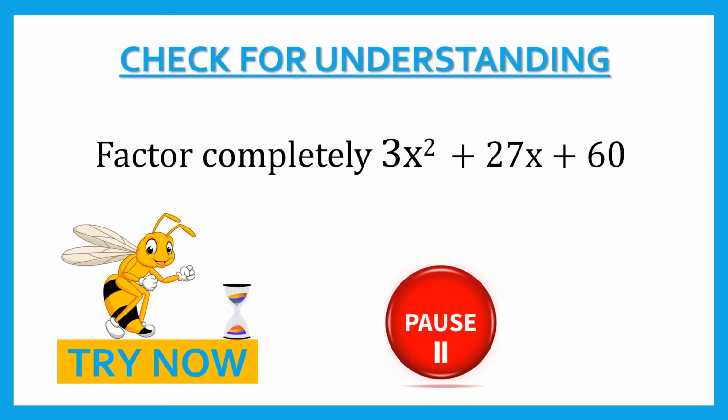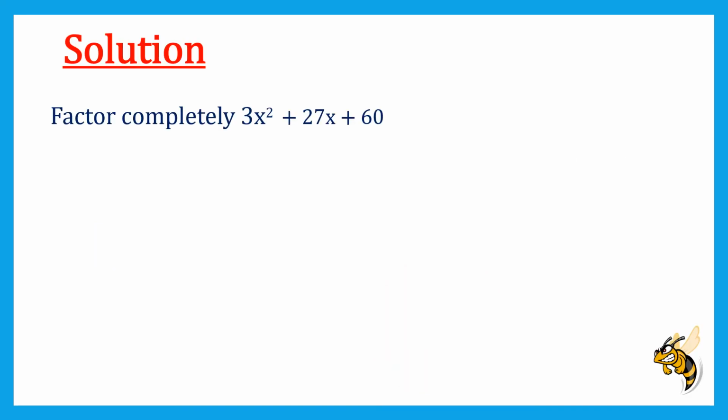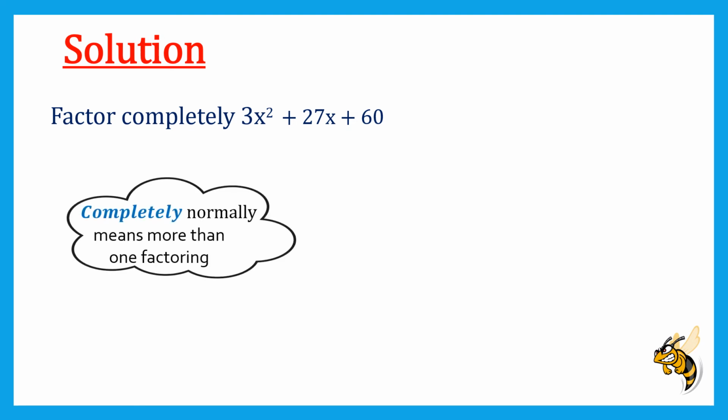Factor completely 3x squared plus 27x plus 60. Solution. Factor completely 3x squared plus 27x plus 60. We want to see what is the biggest number that is common in all three numbers there. And 3 can go into 27. It can also go into 60 perfectly. So therefore, it'll be 3 times x plus 3 times 9 times x plus 3 times 20. That allows me to remove the greatest common factor, which is a 3. And everything else goes inside of parentheses.